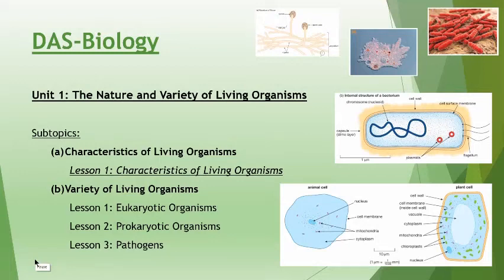Hello, my fellow students. Today we're going to be looking at double award science biology, and we're going to be looking at Unit 1, the nature and variety of living organisms. Today we're looking at the first and actually the only lesson of Section A, characteristics of living organisms, and the lesson title is exactly the same as the section title.